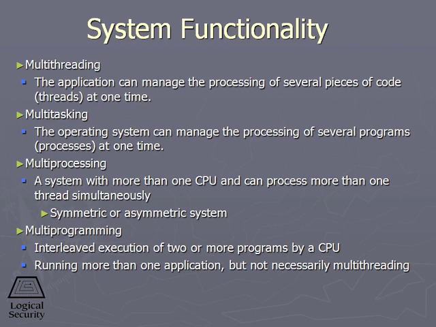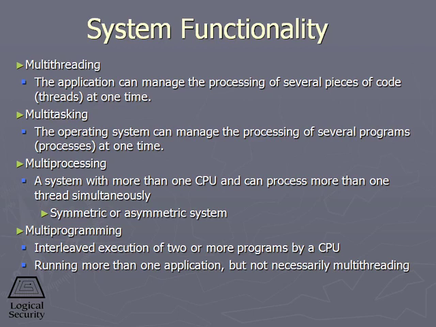The next definition is called multitasking. Multitasking is where we can manage the processing of several programs at one time. And we say at one time, only one of these programs, processes, or threads can ever be worked on at any single point in time on a single CPU system. But because the clock rates are so high on these CPUs, it appears as though we are running 2 or 3 or 10 or 20 programs at the same time.